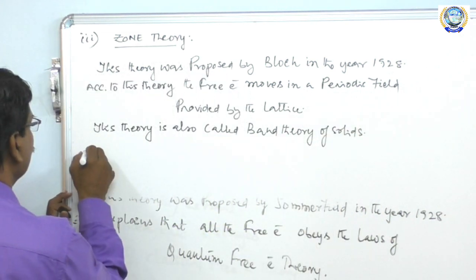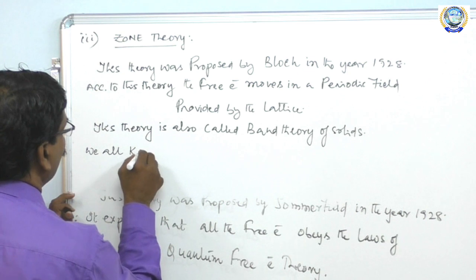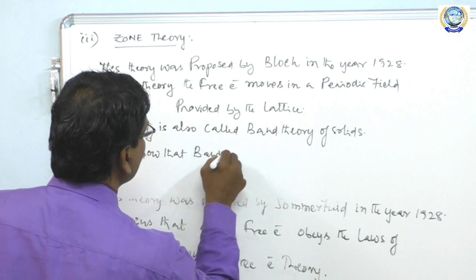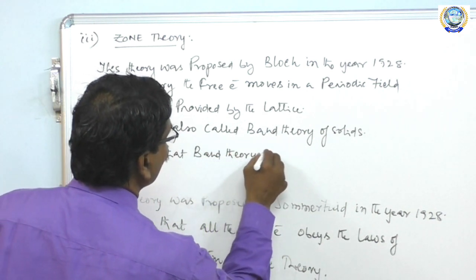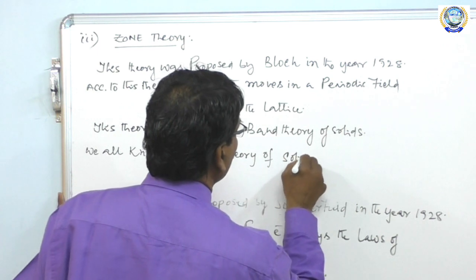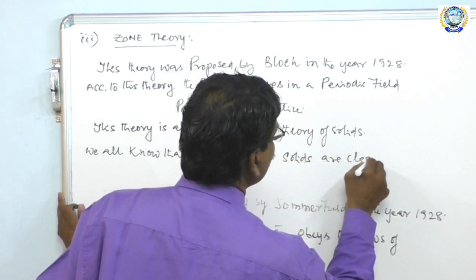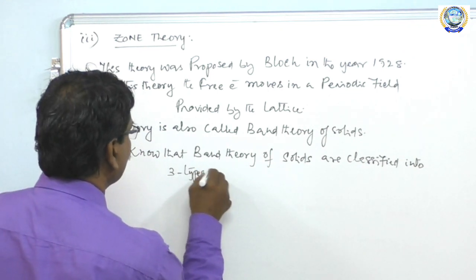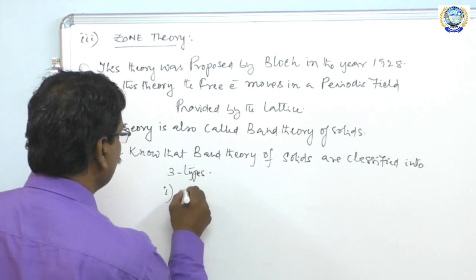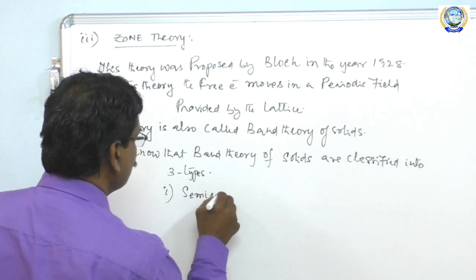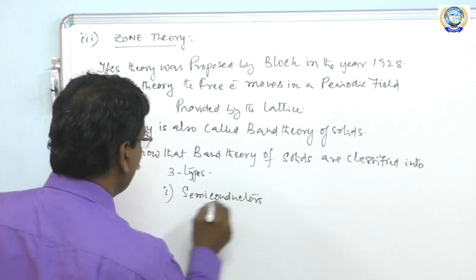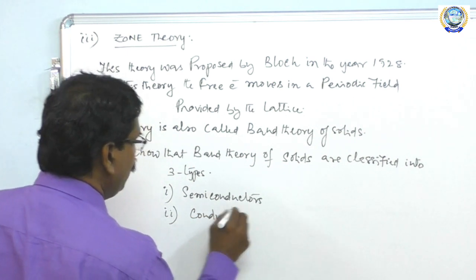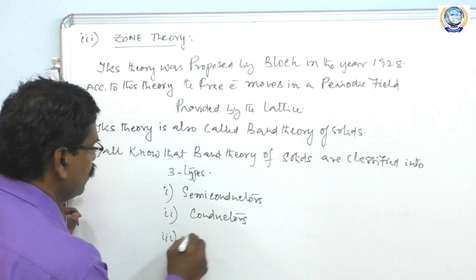We all know that in band theory, solids are classified into three types. Number one, semiconductors. Number two, conductors. And number three, insulators.